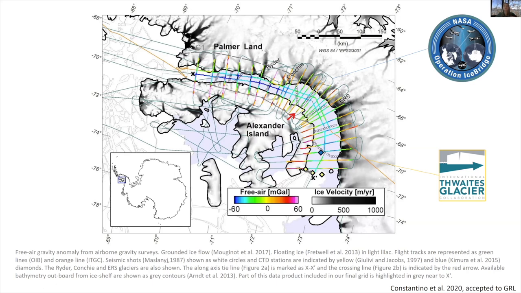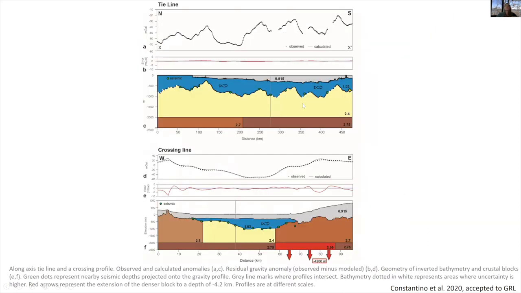To show that in a very quick way, I'm going to show in the next slide the model of this line from X to X'. So this profile here, which we call the tie line, and also one crossing profile, which is marked by the red arrow here. So here, the first one is the tie line. This panel represents the observed gravity, which is the one collected from the airborne survey, and the calculated gravity that represents the gravity anomaly of my final model.